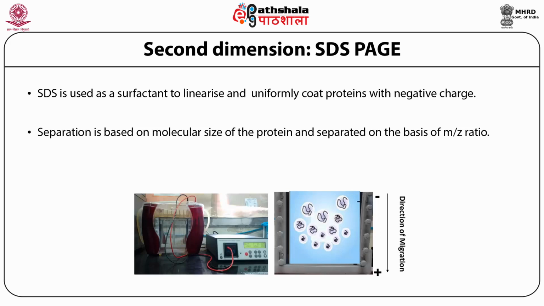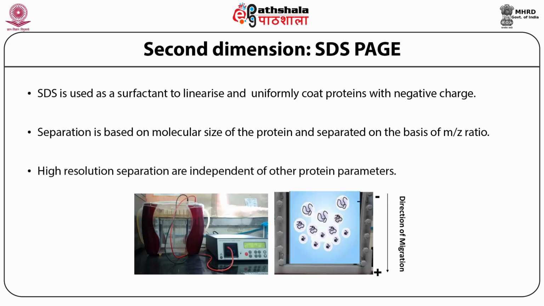The separation of these proteins will now be based on the mass to charge ratio. And as there is a negative charge from SDS on all these molecules, the charge on the surface of the proteins is now compromised, and the negatively charged proteins will now go towards the positive end.